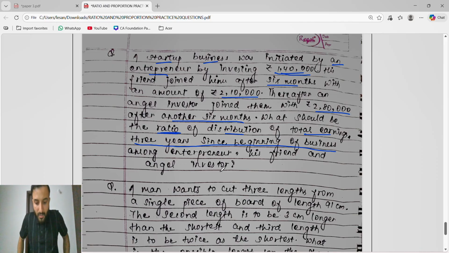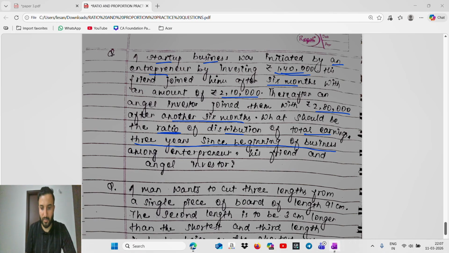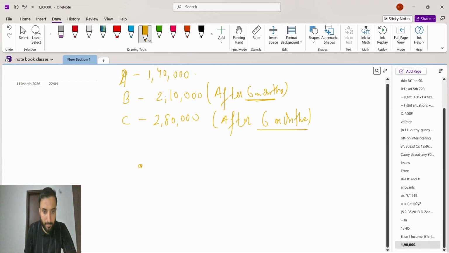Now see, person A started the business by investing 1,40,000 at the starting. He carried the business for 6 months. After 6 months, one other person joined and he gave 2,10,000. Then both A and B continued. After again 6 months, what is the total duration from starting? 12 months, right? See here, I will show you. Here the business started.